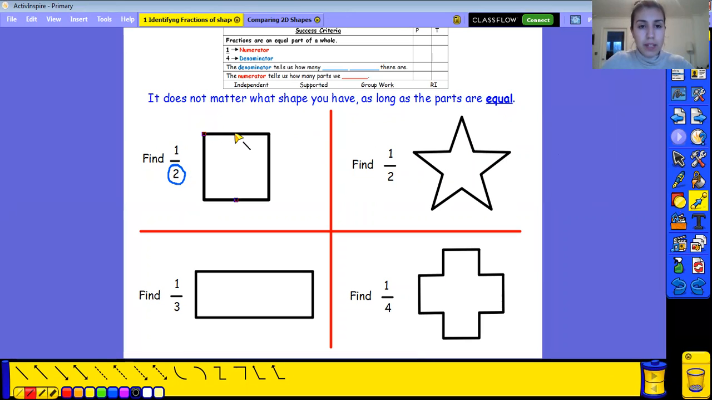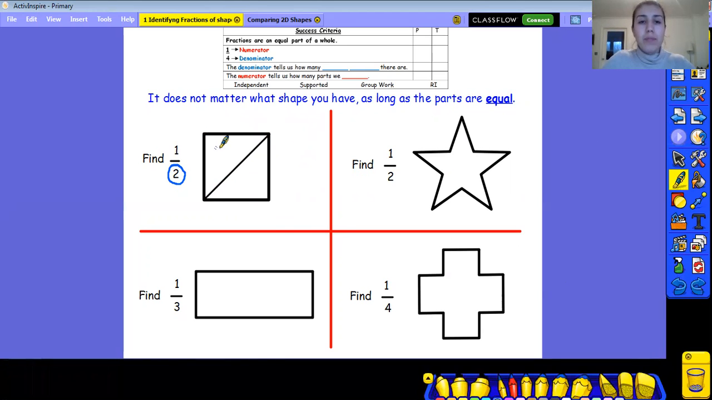So I could split it in the middle this way. If you're splitting it into 2 equal parts, you're going to split it in the middle. So I could split it that way in the middle. Or I could split it that way in the middle. Think back to your lessons on symmetry for this one. Or I could even split it diagonally in the middle. Let's leave it with that one.